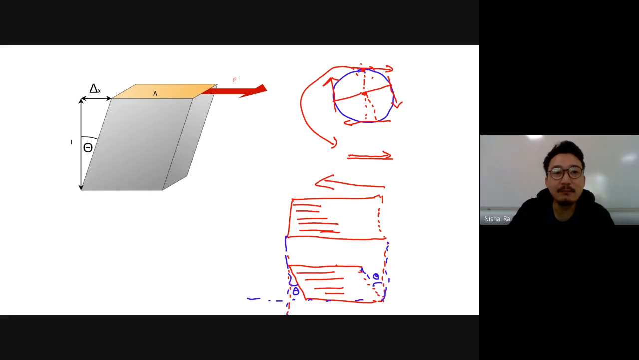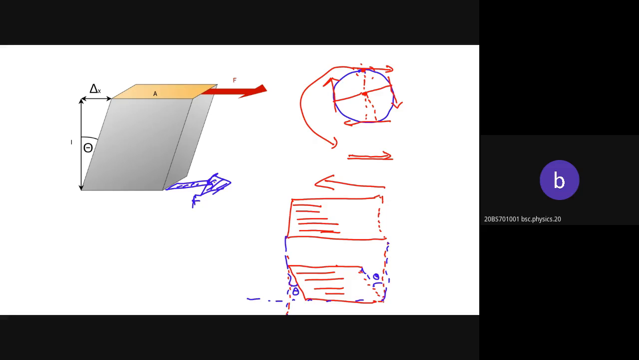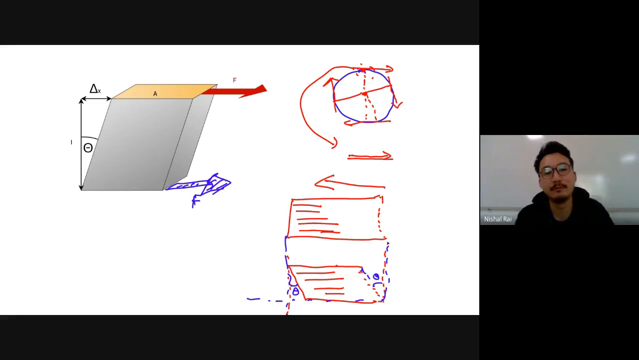Now, what will happen if you apply the same amount of force on both sides? What will happen? Any guesses? If you apply tangential force on top and also at the bottom, what will happen? It won't get deformed. No, it won't get deformed. The whole body will move. Okay, so the most important point is that the tangential force should be applied only on one side of the plane. Clear?